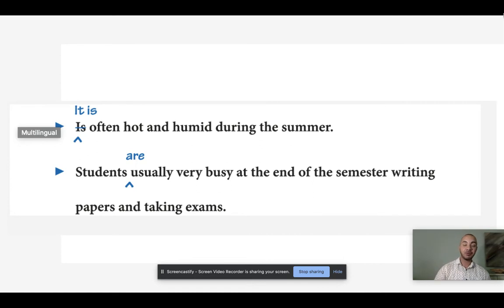In example number 2, we're missing the verb. Students usually very busy at the end of the semester writing papers and taking exams. Students is the subject, but we were initially missing the action word, or in this case, the verb is a linking verb, are. So we just need to add that in.